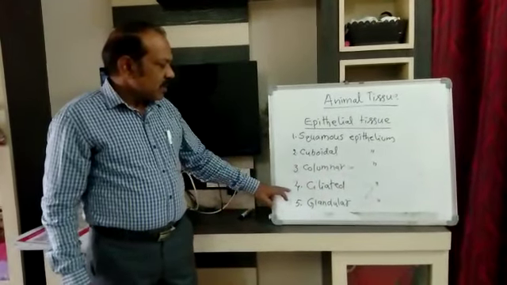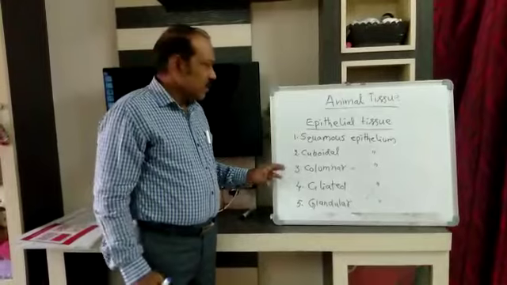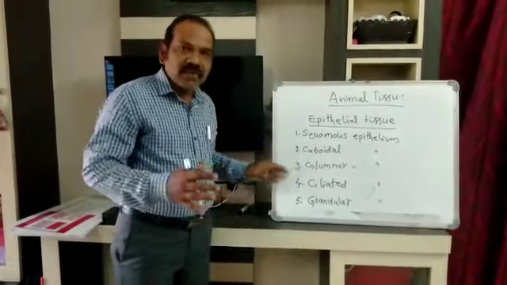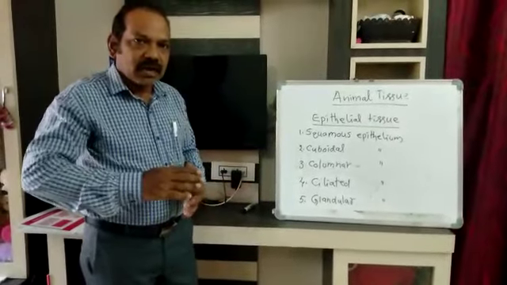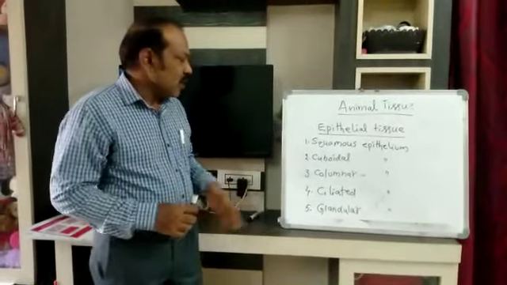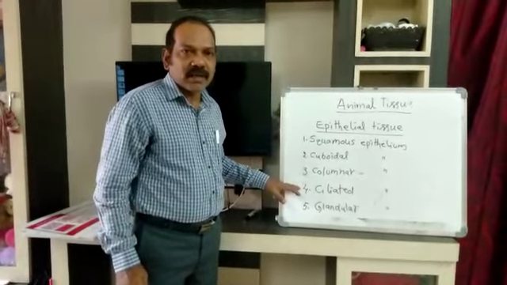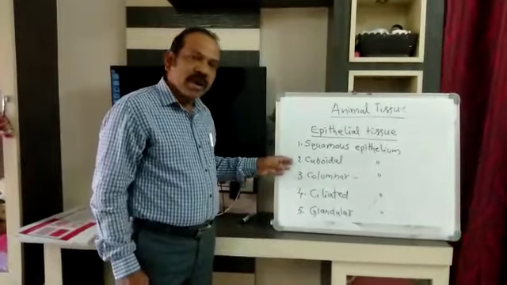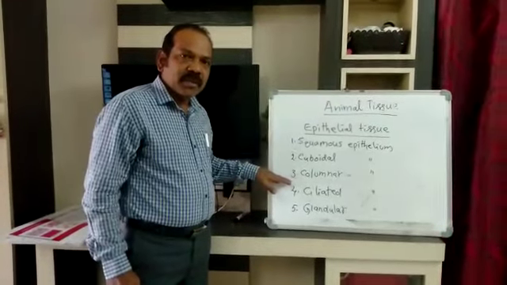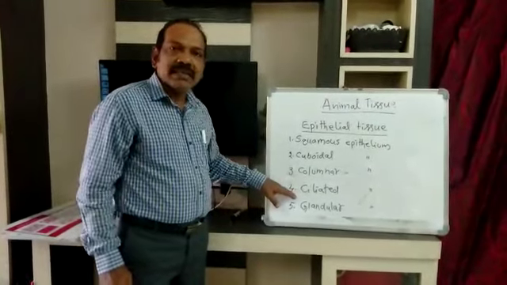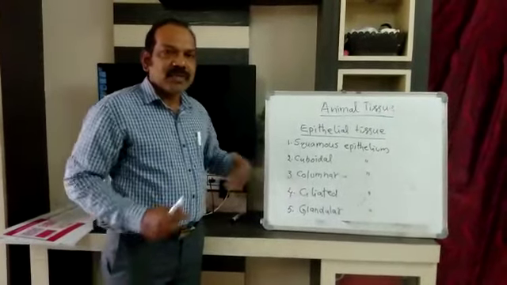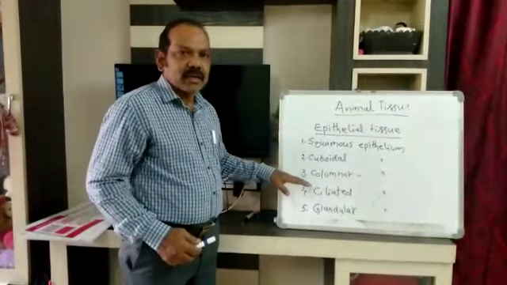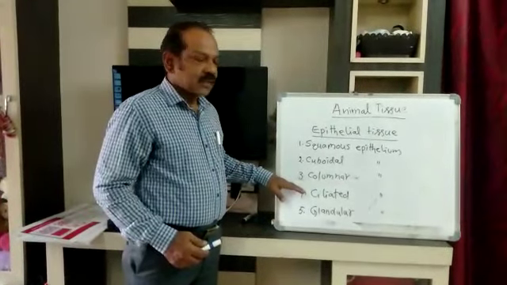And ciliated epithelium. Sometimes in cuboidal or columnar epithelium, the free surface of the cell may have special structures called cilia. So if cilia are present, maybe in cuboidal epithelium or in columnar epithelium, such epithelial tissue is called ciliated epithelium. It helps in the movement of material inside. They are present in our respiratory tract and also sometimes in the urinary tubules.